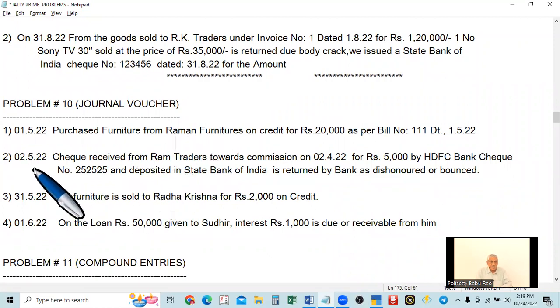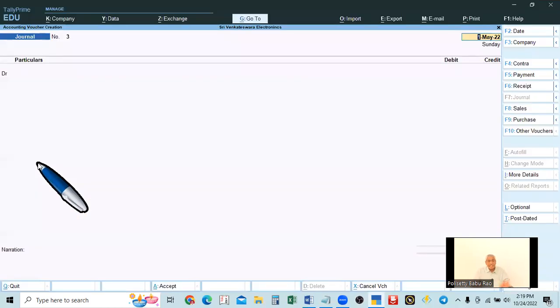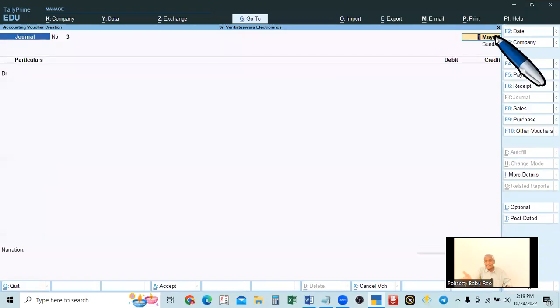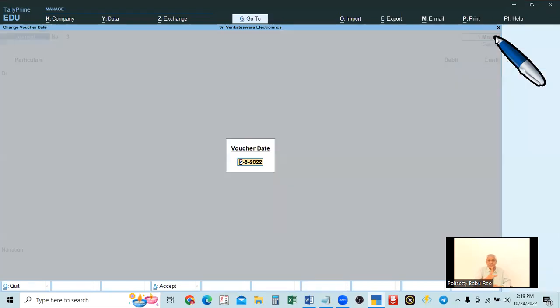We will take up another type. Next one, 2nd May. So the next date is 2nd May. Here the cursor is there already. So we can just simply type 2. You can type, or you can press F2. If the date is the next day, simply press F2 and automatically it goes to the next day.